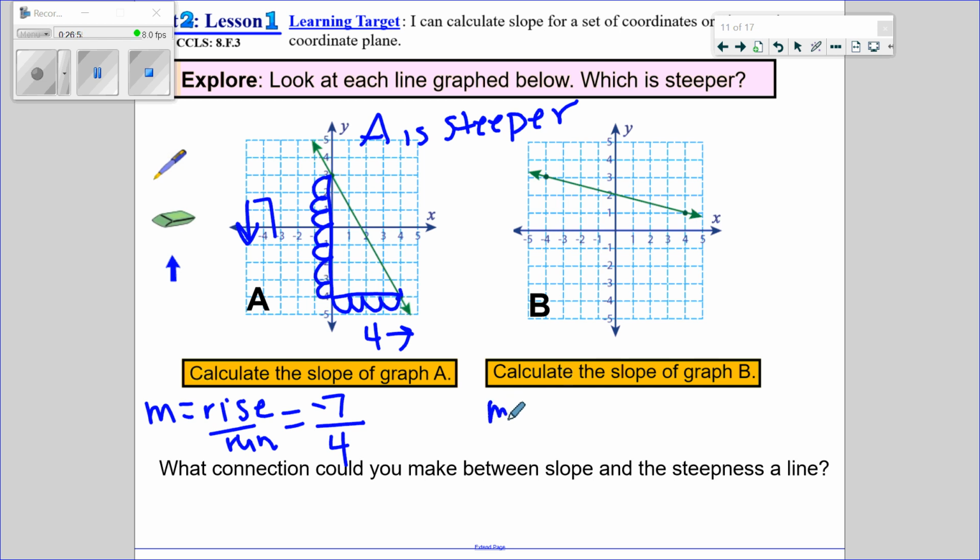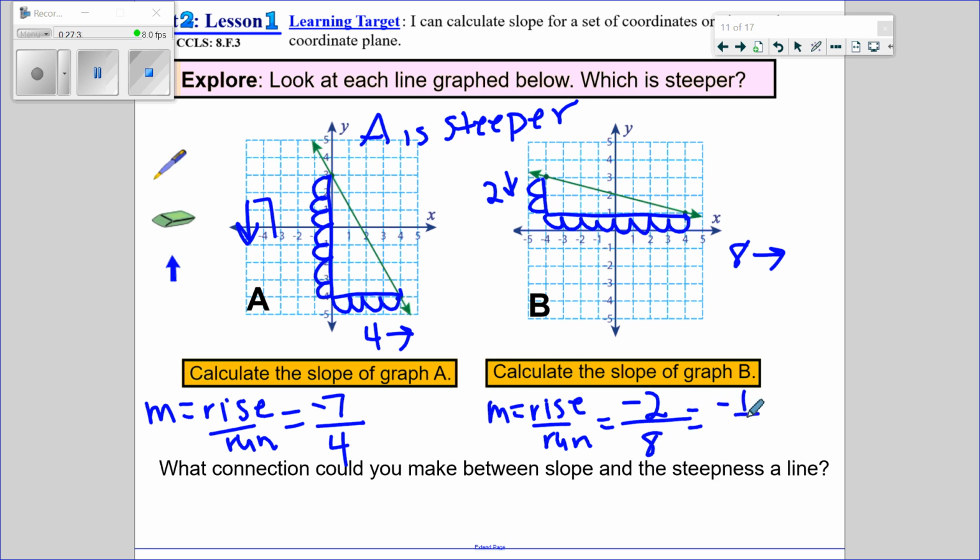Let's do here. m equals rise over run. So let's see. I go down and over. So I went down 2. And let's see, to the right. 1, 2, 3, 4, 5, 6, 7, 8. And I went 8 to the right. So rise, what did you do? I went down 2, so it's a negative 2. And 8 to the right. And that reduces to negative 1/4.